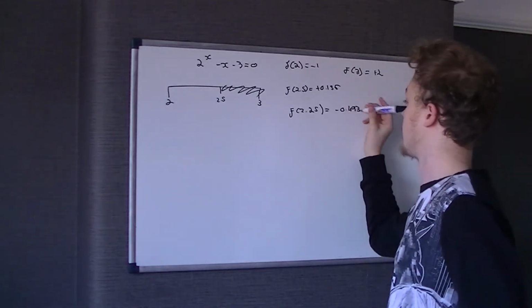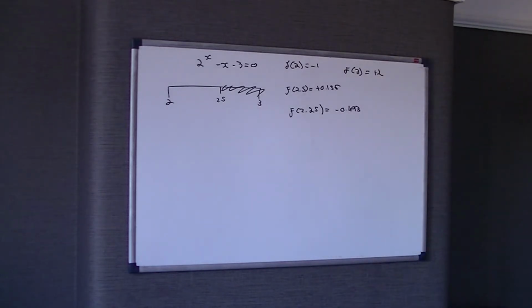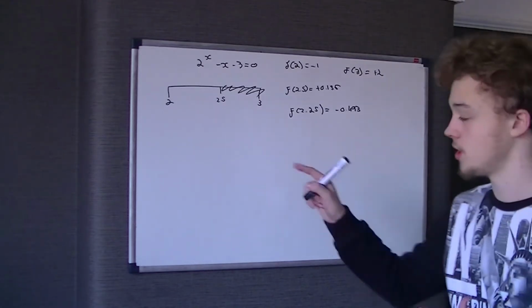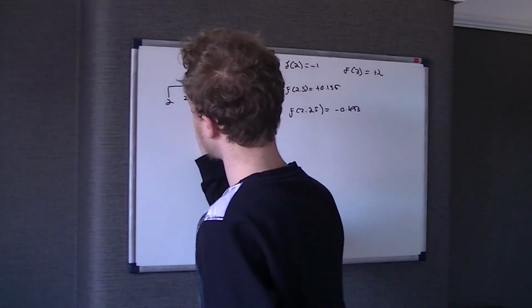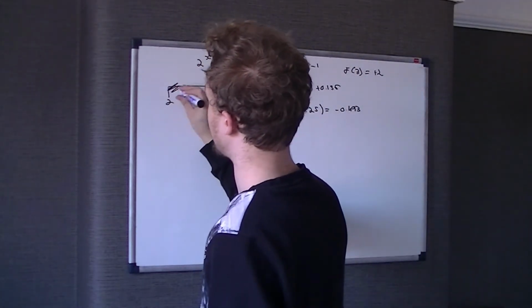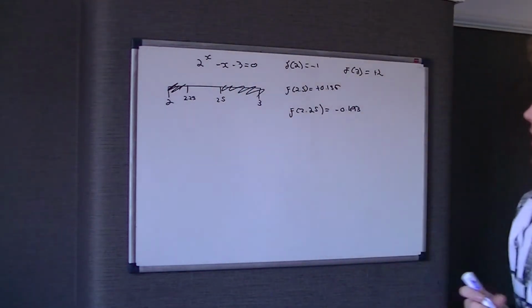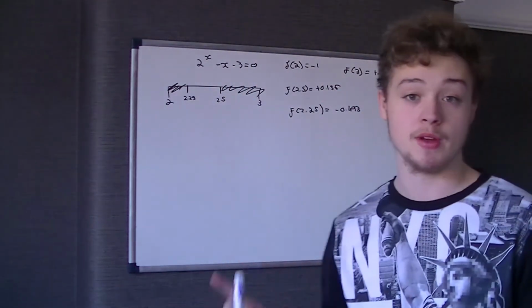Now that's obviously a change of sign, but it's a change of sign between 2.25 and 2.5. It's not a change of sign between 2.25 and 2. So we draw around where 2.25 would be and cross out everything to the left of that, because we know the range lies between 2.25 and 2.5.